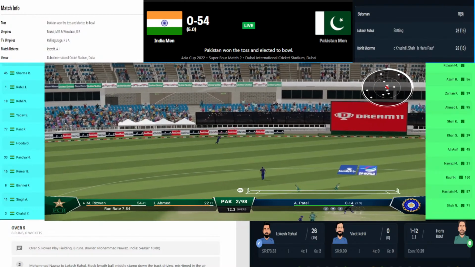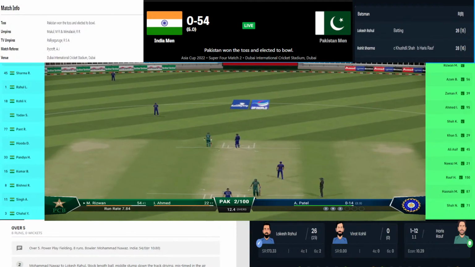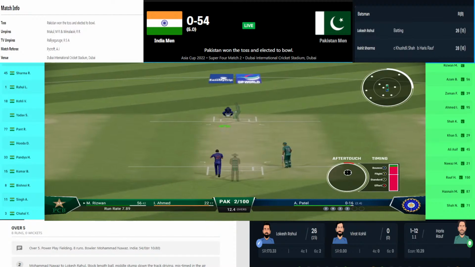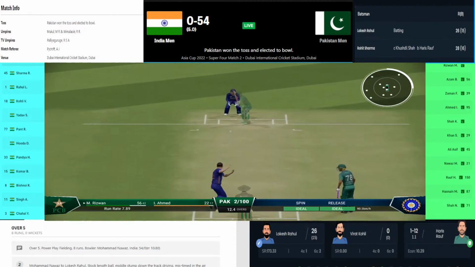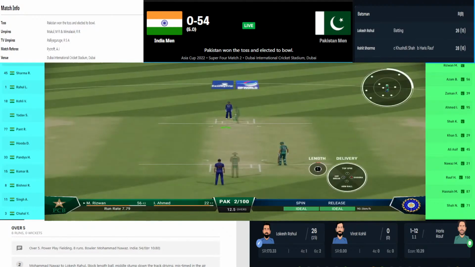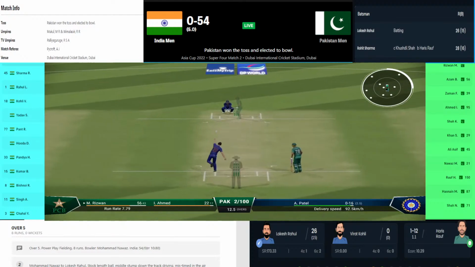So, good knock. He was looking very, very good for his short stay of 16 balls. He just timed everything from the middle. He pulled very well, but suddenly he played this kind of lazy shot. I don't know what's happening, but he just plays this kind of lazy shot and gets out. So the wicket goes down, and now there is a break.